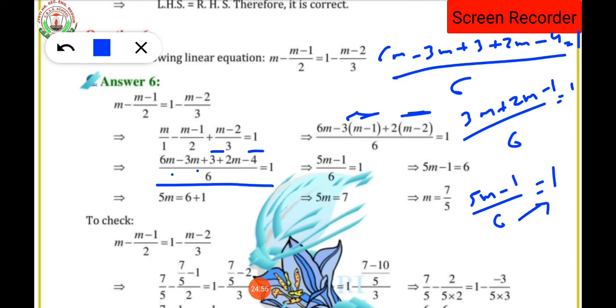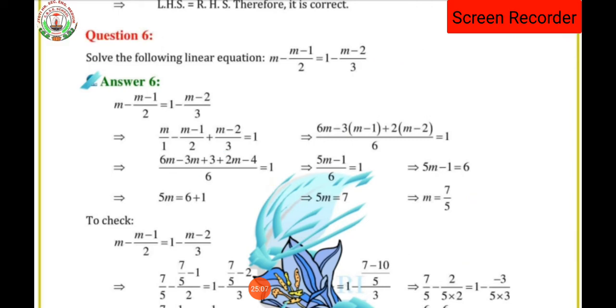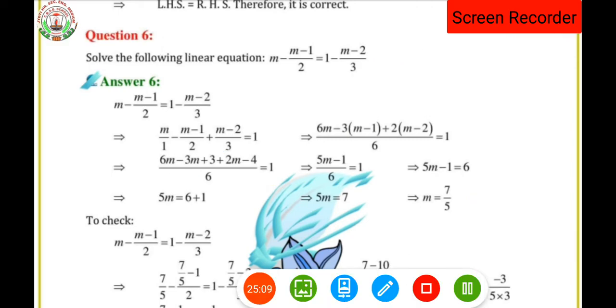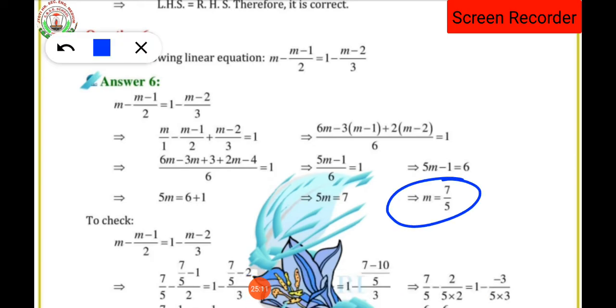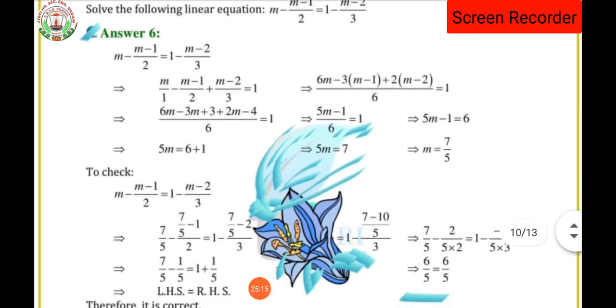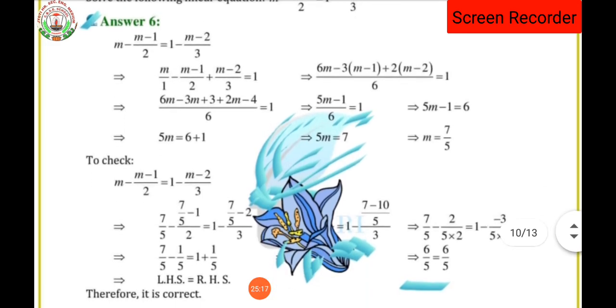Now this will be multiplied with 1, the denominator, so it will become 5m minus 1 is equals to 6. Now 5m is equals to 6 plus 1, it becomes 7. So m value, how much we will get? The value of m we will get as m is equals to 7 upon 5. Clear everyone? Now after that we have to substitute and see whether the value of m is equals to 7 upon 5 is coming right or no.